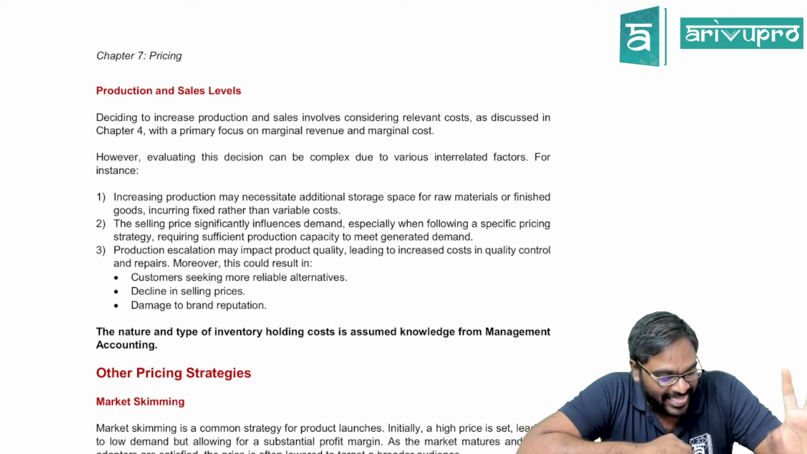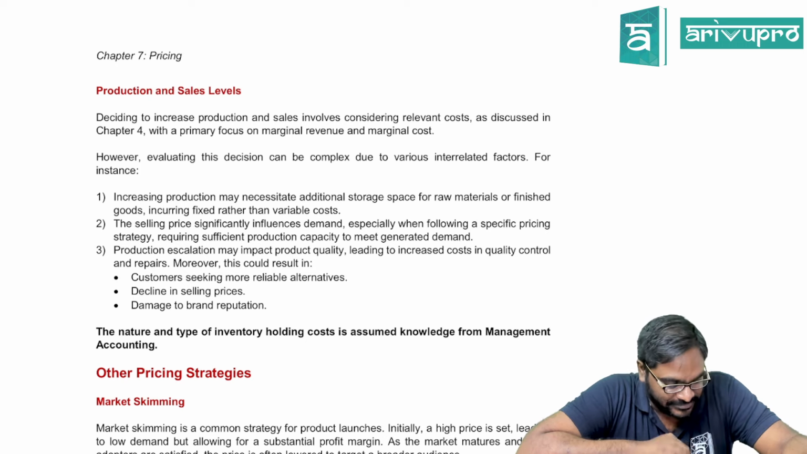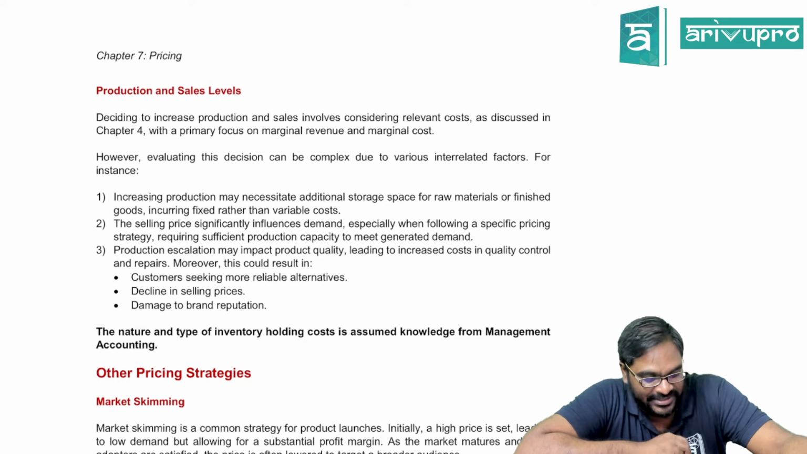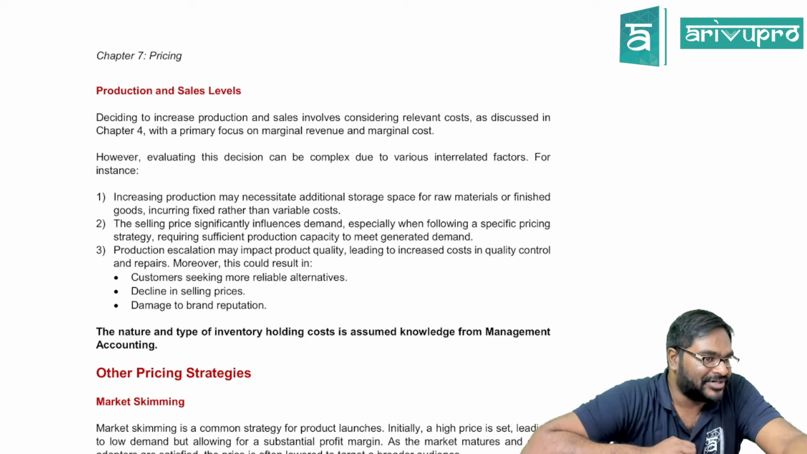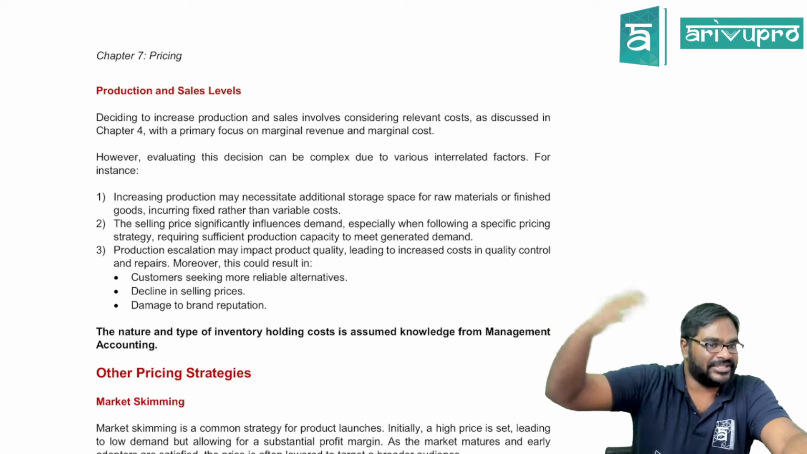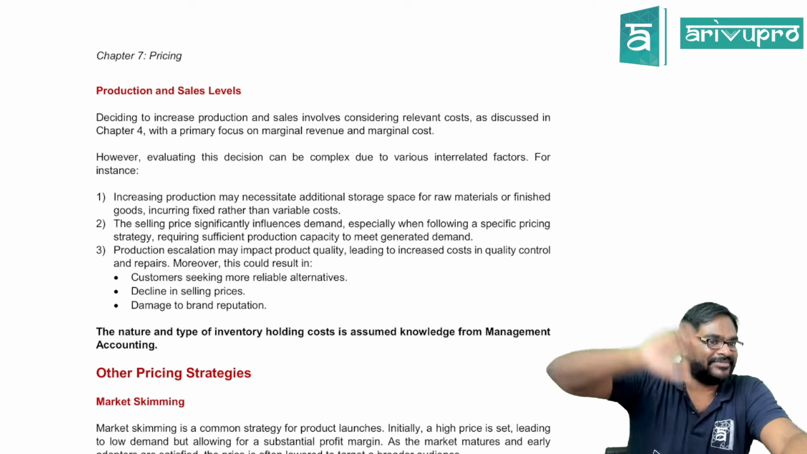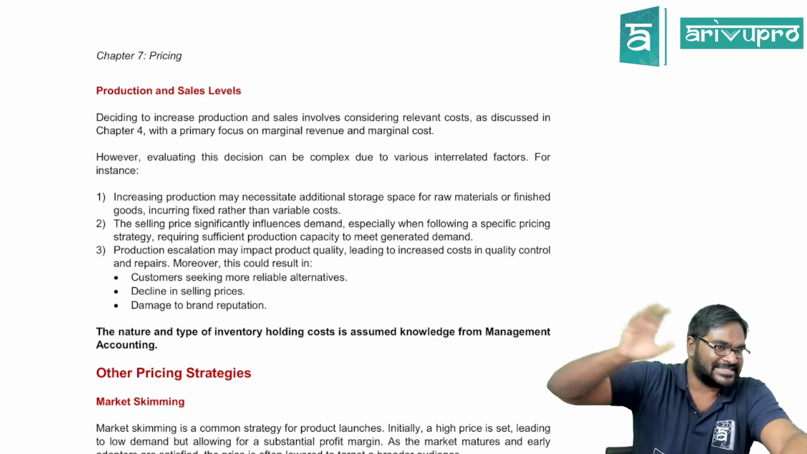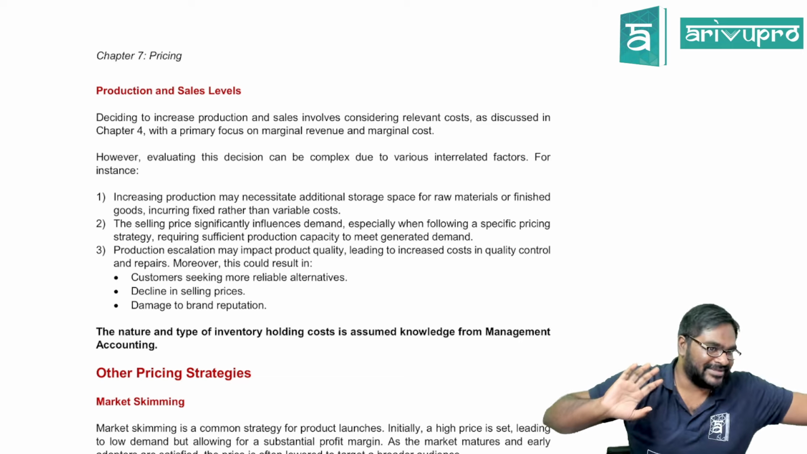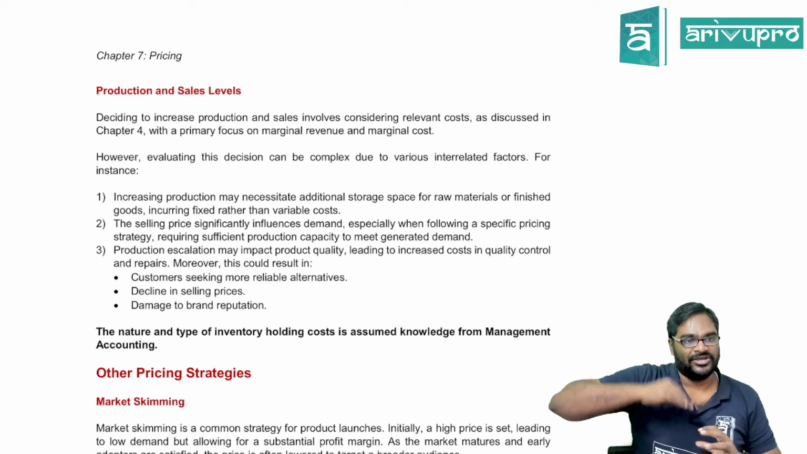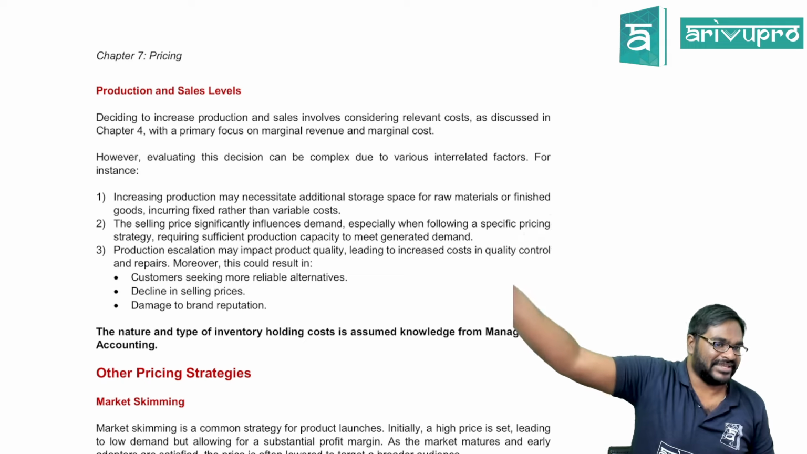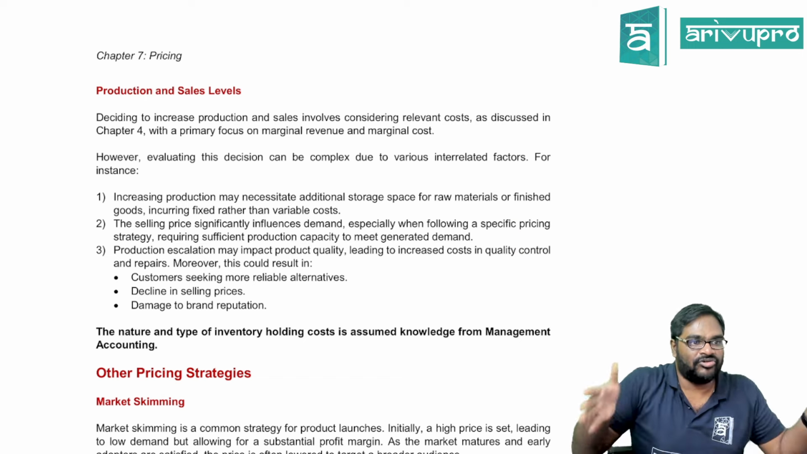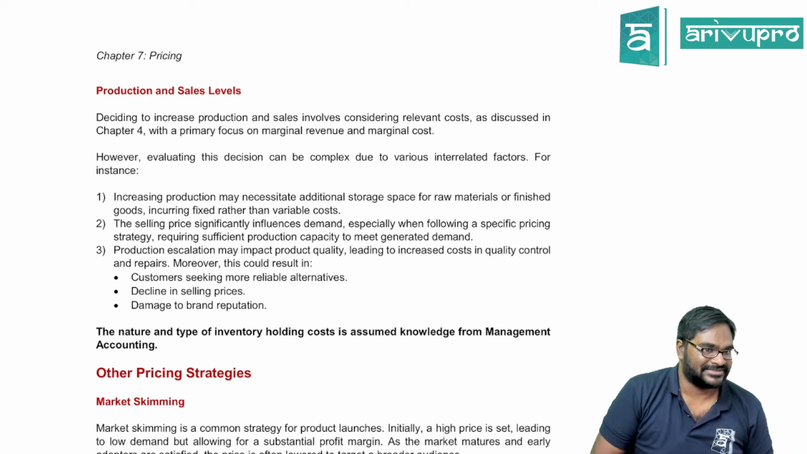Right. The production and sales levels. Usually, when the production increases, there would be additional costs involved, like space. For inventory, you need additional space. So when the production goes up, your inventory also goes up, unless you are into JIT, just in time, where you just produce for the demand. If it is not the case, once the production goes up, your inventory of finished goods will also go up. So your overall production cost might increase.